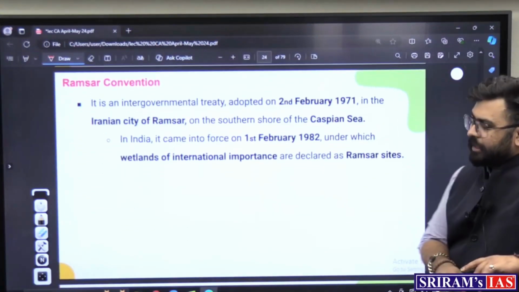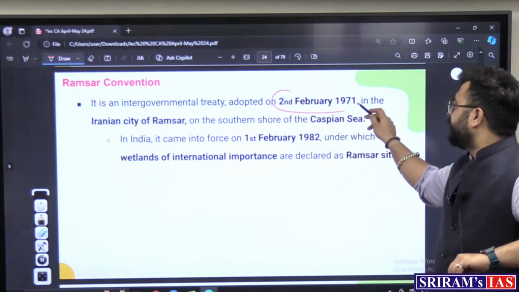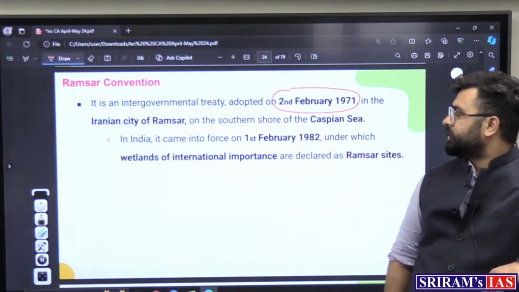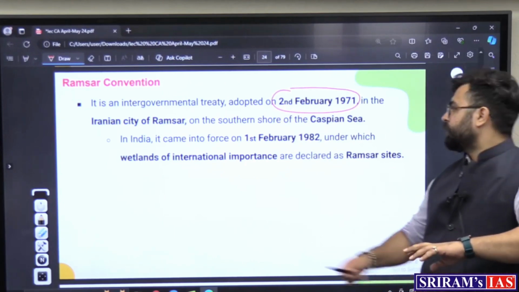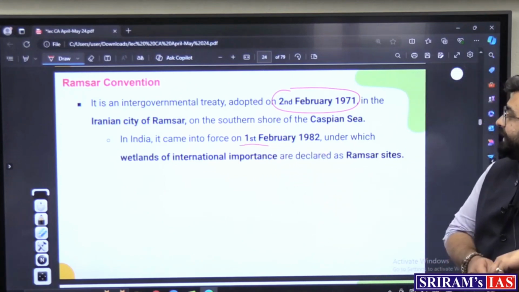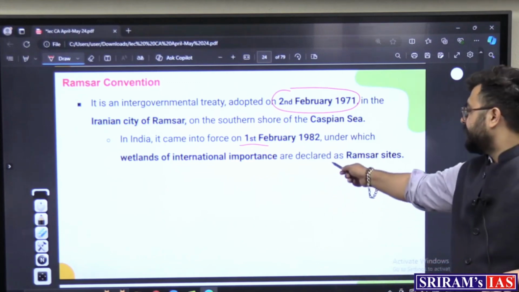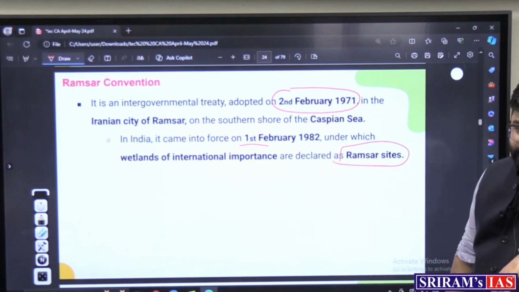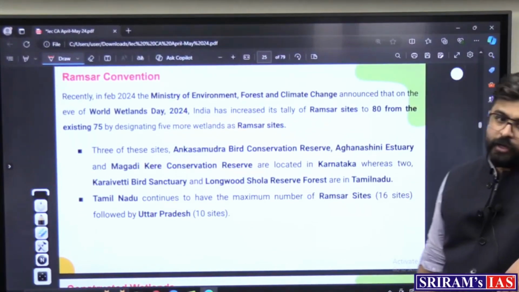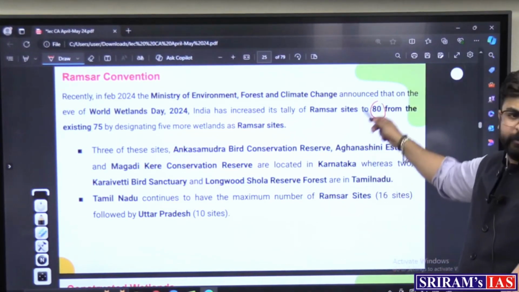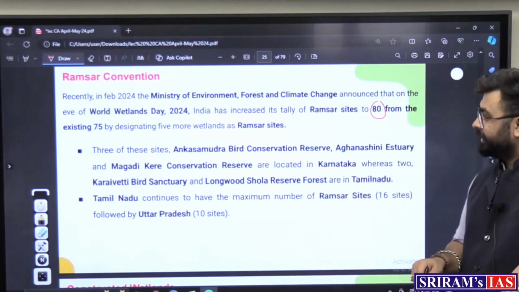Very quickly, the Ramsar Convention. It is an intergovernmental treaty adopted on 2nd February 1971 in the Iranian city of Ramsar on the southern shore of the Caspian Sea. In India it came into force in 1982, under which wetlands of international importance are declared as Ramsar sites. Okay, so can you tell me how many sites we have in India? As per the last update, it was 80. And 5 have been added this year.